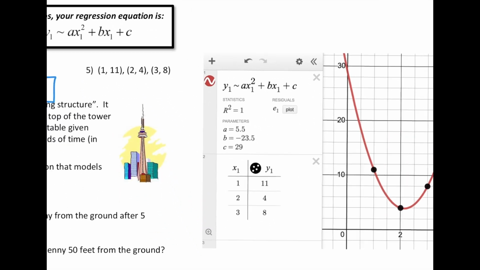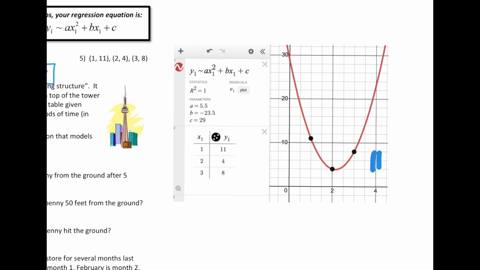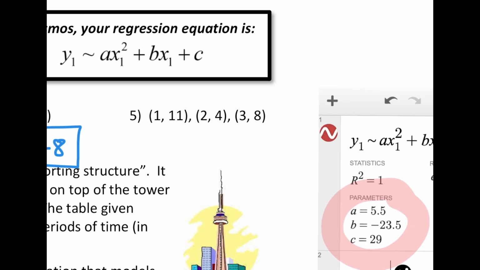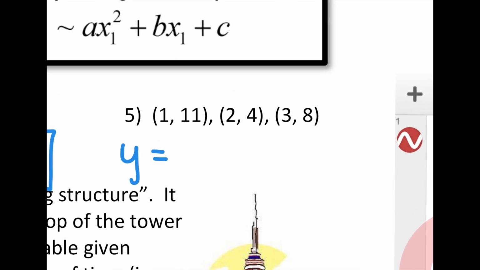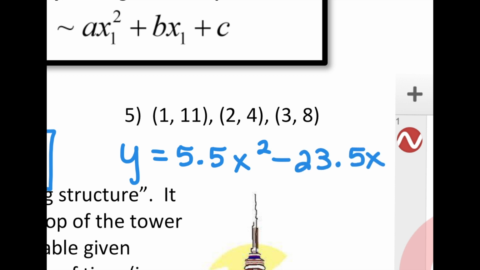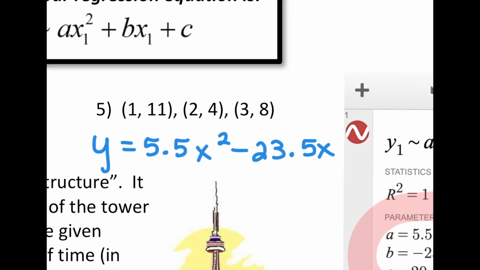And then number 5, I've got over here. Again, you want to look at these values for your A, B, and C. And your equation should be y equals 5.5 x squared minus 23.5 x. Looks like I'm going to run out of room. Plus 29.